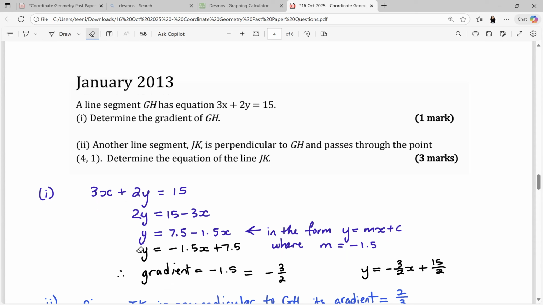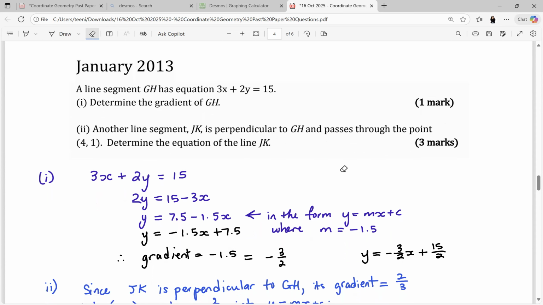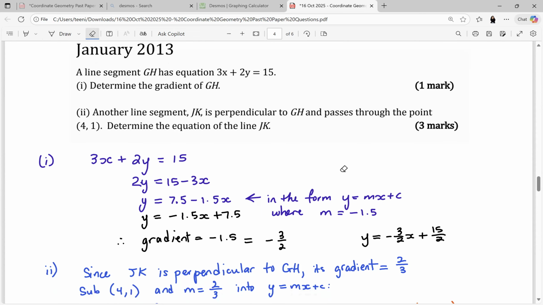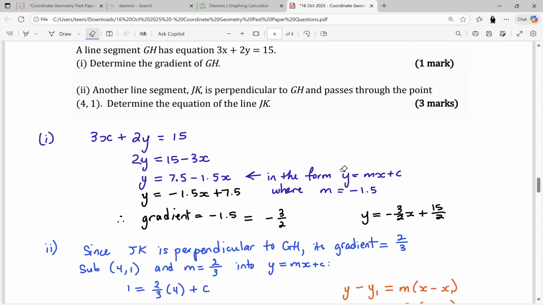The next thing that you needed to know is you have to always be able to recall the different facts about the gradient, which is one, that parallel lines have the same gradient, or that perpendicular lines have negative reciprocal gradients. And that means if you know the gradient of one line, you could determine the gradient of a line that's perpendicular to it by just flipping it and changing the sign.